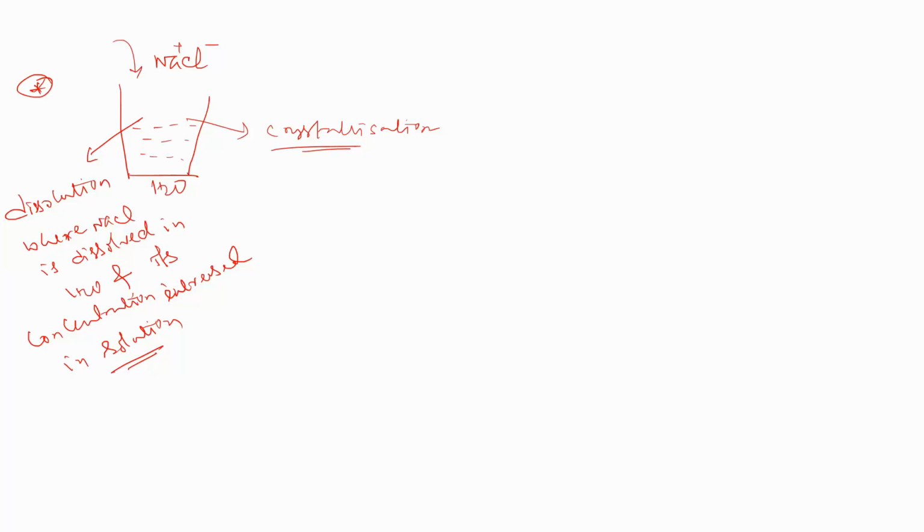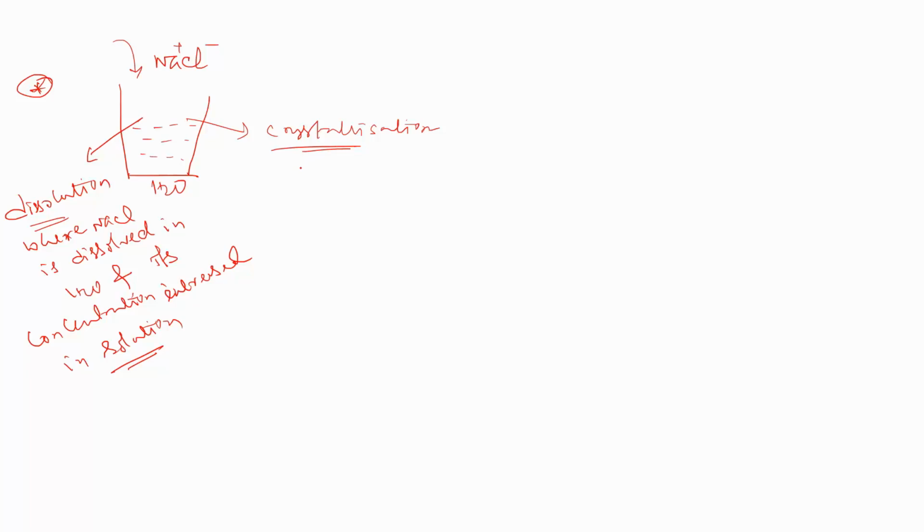So the solid part should be soluble in the solvent, but during solubility, some amount of the solute will interact with another solute part, and together they form the crystal. That is called the crystallization process. So these are the two processes happening: a dissolution process and a crystallization process.